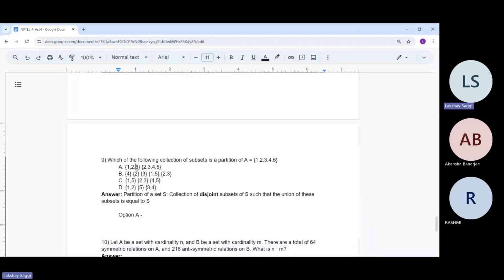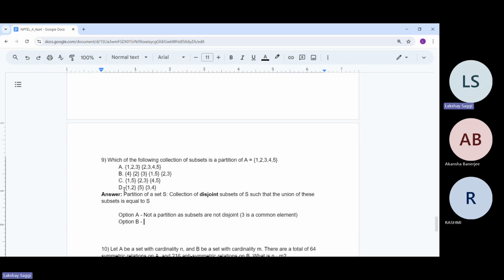As we can see here, what we want is that the subsets should be disjoint. But here you can see that 3 occurs twice. 3 occurs in this subset as well as in this subset. So this is not disjoint. Option A is not a partition as the subsets are not disjoint, there is a common element, right?